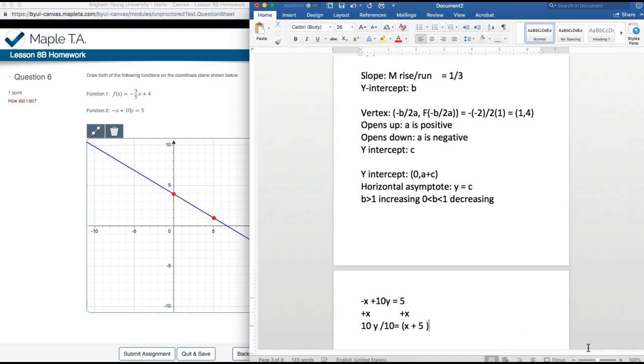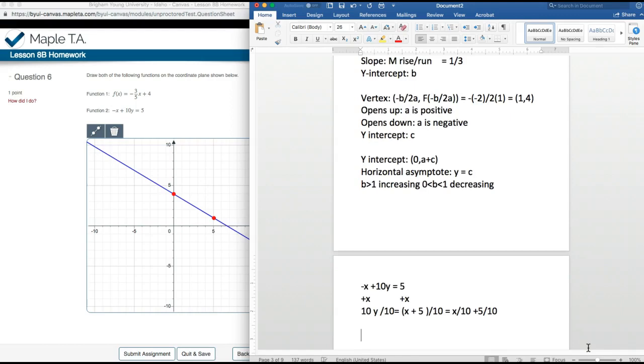But I have two terms over here. I can write it like this, which is also the same thing as dividing up those terms into two separate terms and dividing each by 10 as well. So I'd get x over 10 plus 5 over 10. Either way is correct. I'm going to go with the second way though because that gets me closer to the slope-intercept form. So 10 divided by 10 is 1, or they cancel out.